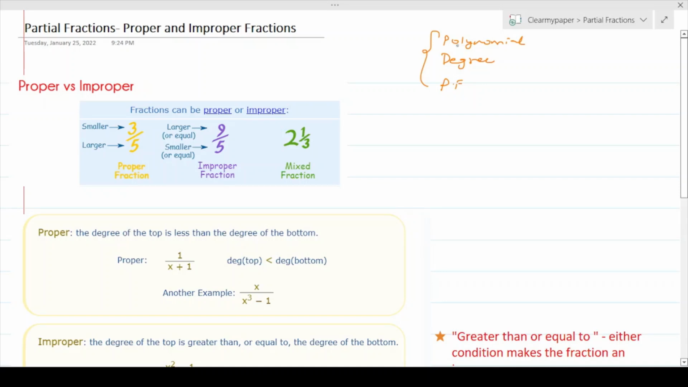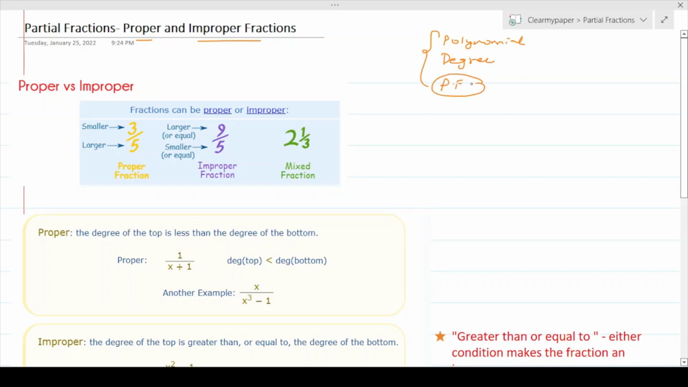So now we know these three things. Let's combine all three to understand an important but very simple concept in the world of partial fractions, something called proper and improper fractions. Like I said, the concept itself is very simple, but it's very important, and this will be the first checkpoint, no matter what type of problem you're solving in the world of partial fractions.